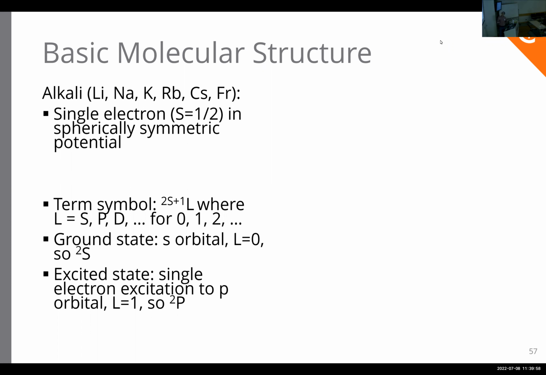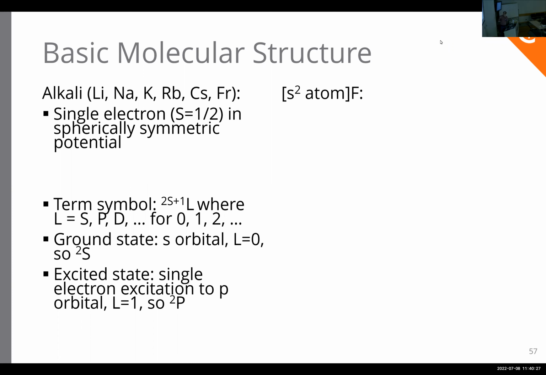So the ground state in these alkali atoms is a single electron in an s orbital. It has L equals 0, so you'd say it's a doublet S state. The doublet just means there's spin up and spin down, and S means there's no angular momentum. The excited state is from exciting that single electron to a higher energy p state. So now L equals 1. You still have 1 spin 1/2, so that would be a doublet P state.